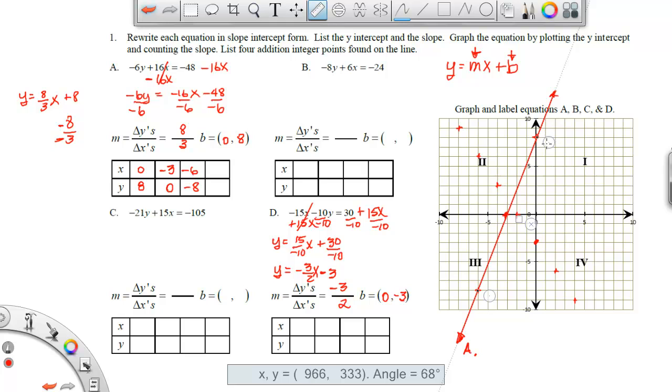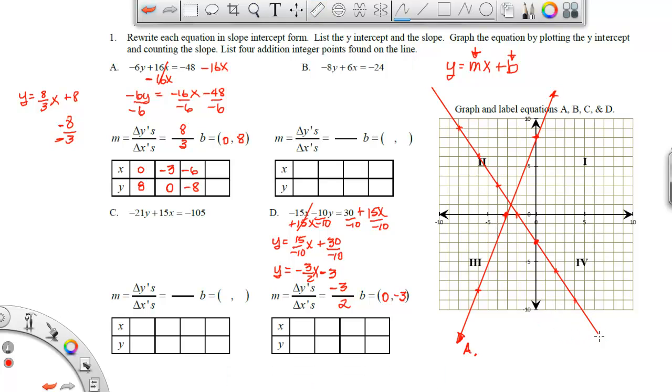or plot our line. So there's 1 point, there's the other point. So that is line D.